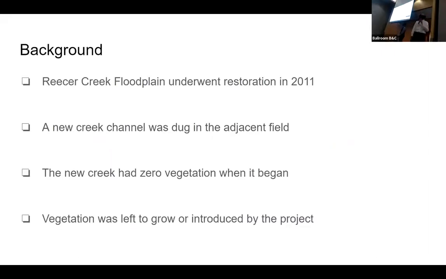Now, some background on Reecer Creek, if you didn't know. Due to flooding in the area, in 2011, it was completely remodeled and restored, and the entire shape of the creek was changed. Our whole data is based on data from the previous Reecer Creek projects who did the exact same project as we're doing now. So this is built off of their data mainly.